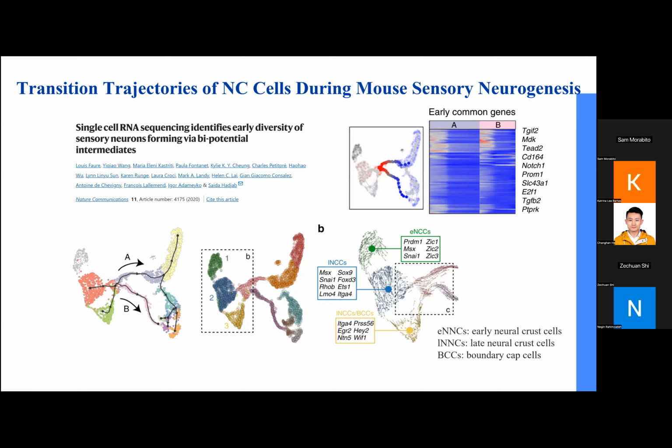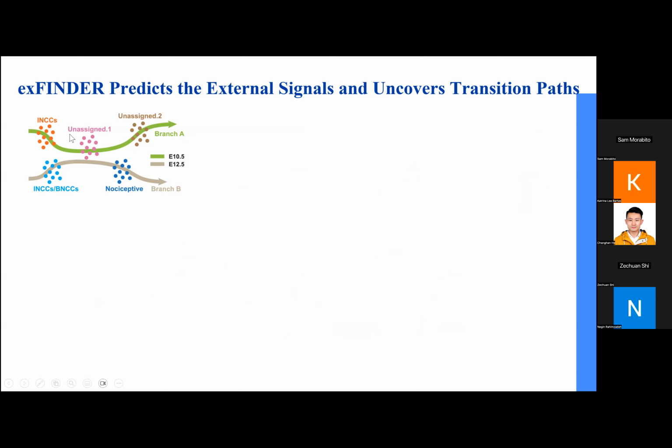So in our Expounder paper, we summarize this profile. We can say that basically we have two branches. First, the late NC cells, and then boundary cap cells, these two cell groups. And then in the paper, they call this unassigned cell group 1. That means these cells are very noisy, possible transition cells. And then we have two different cell groups, and later this goes in two directions.